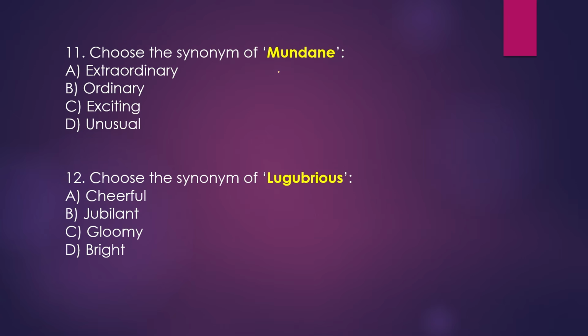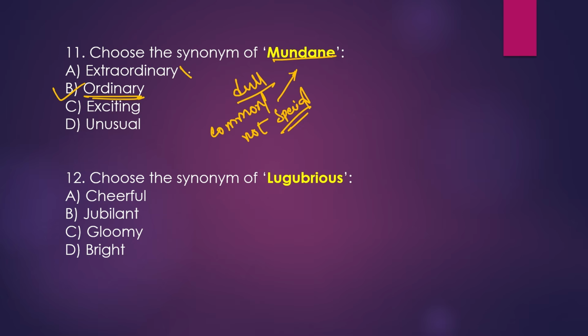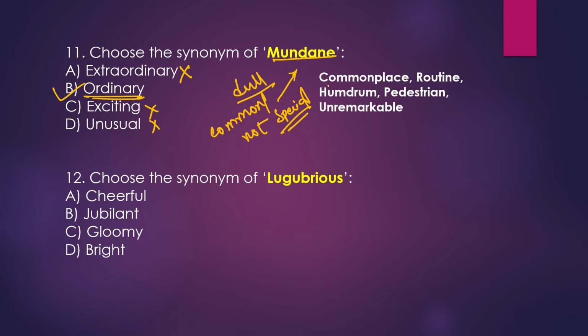Next, choose the synonym of the word mundane. Mundane means someone who is dull. Okay, something which is lacking excitement. Simply you can say something which is common, not special. Okay, not special. So that is called mundane. So here option B, ordinary, is the correct answer. Extraordinary, exciting and unusual, these all are antonymous words. So look at the extra synonyms. So extra synonyms like commonplace, routine, humdrum, pedestrian and unremarkable. Unremarkable means something ordinary.